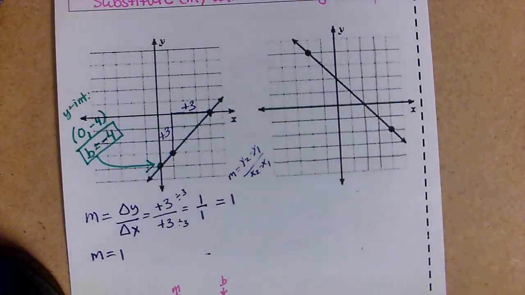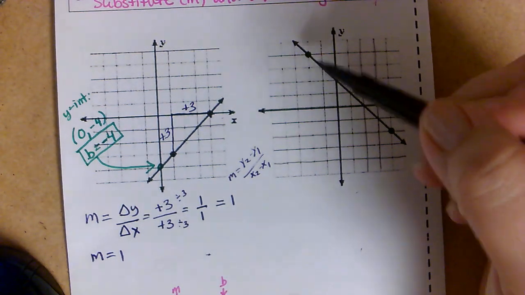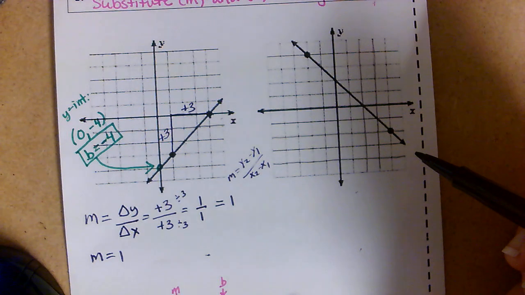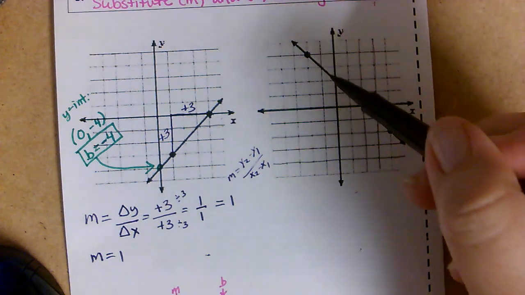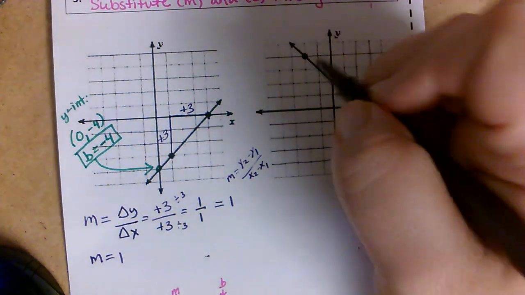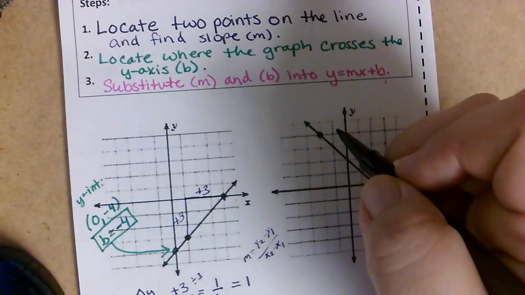So if I look at the second one, again, the first step is to locate 2 points. Again, this one is darkened in for me, and we did that here because the lines are kind of hard to read. It's kind of hard to see where exactly the points cross the boxes. So we filled them in for you for this one.